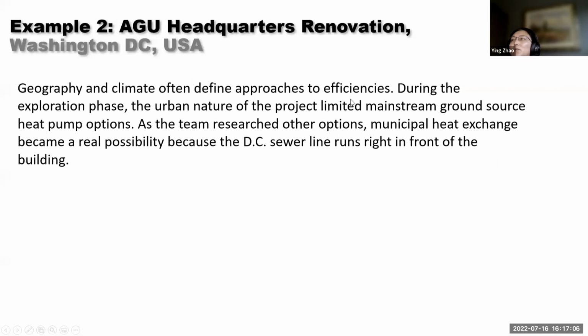So this project has a very limited site, so they cannot apply an efficient system like a ground source heat pump, but they still want to consider a similar strategy like a ground source heat pump. They want to extract the energy from the water line, because the line runs in front of the building.